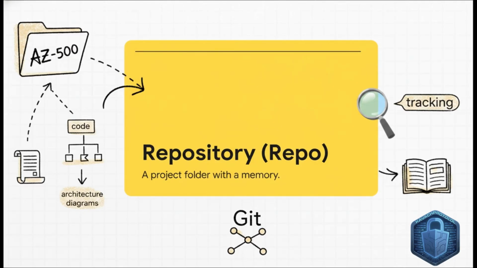We're going to do a rapid-fire translation here, turning developer jargon into plain old English. This just ensures that when we get to the actual step-by-step tutorial, everything feels completely natural. First up, the repository, or repo for short. Think of this as simply a project folder with a memory. So for our purposes, your AZ500 lab folder becomes a repo.